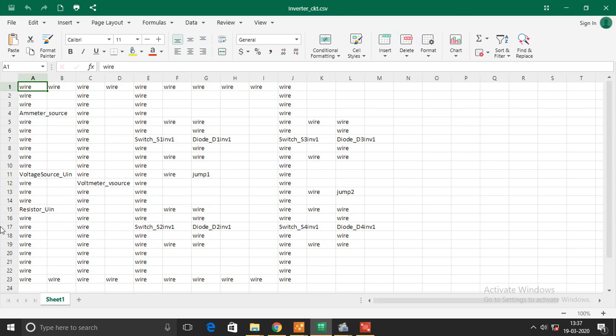This is a single phase inverter. So it's actually simple. A voltage source and a meter. Then we have a voltage source in parallel. Then we have a switch. Then we have a diode. Then we have a switch here. Then we have a diode here.